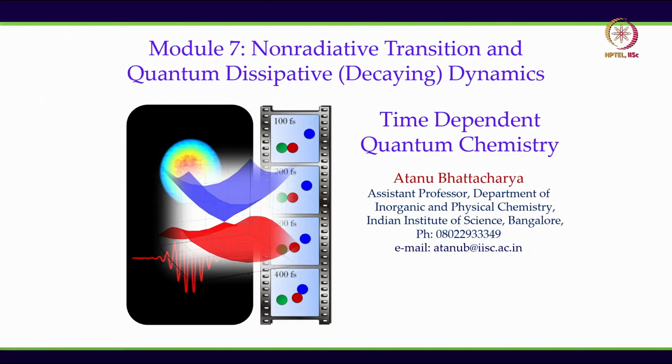Welcome to module 7 of this course, time dependent quantum chemistry. In this module we will go over non-radiative transition using time dependent perturbation theory.